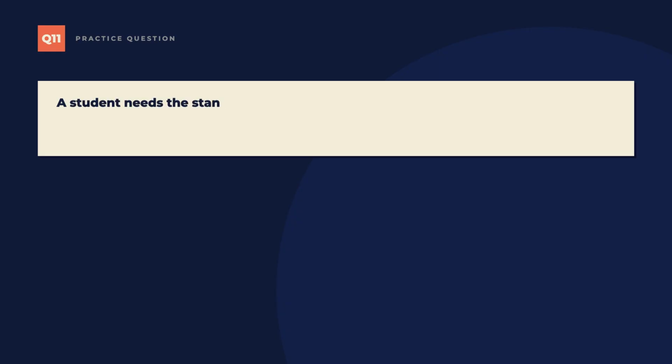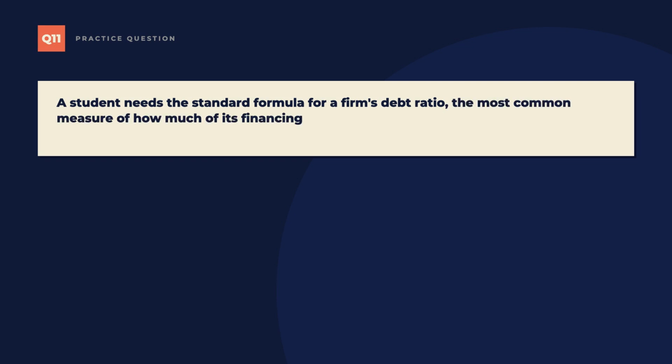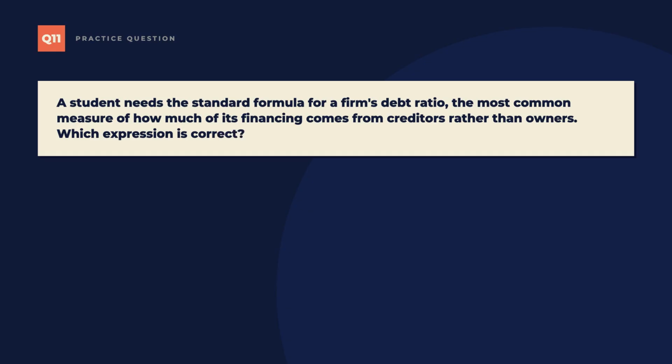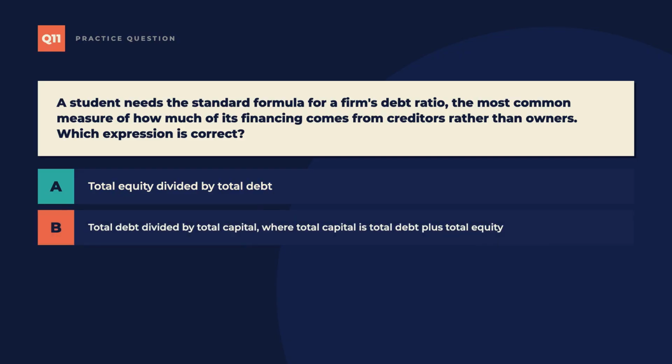Question 11. A student needs the standard formula for a firm's debt ratio, the most common measure of how much of its financing comes from creditors rather than owners. Which expression is correct? Your options are: A. Total equity divided by total debt. B. Total debt divided by total capital, where total capital is total debt plus total equity.